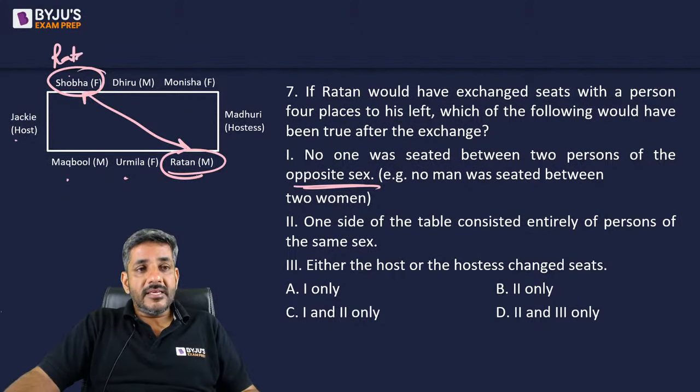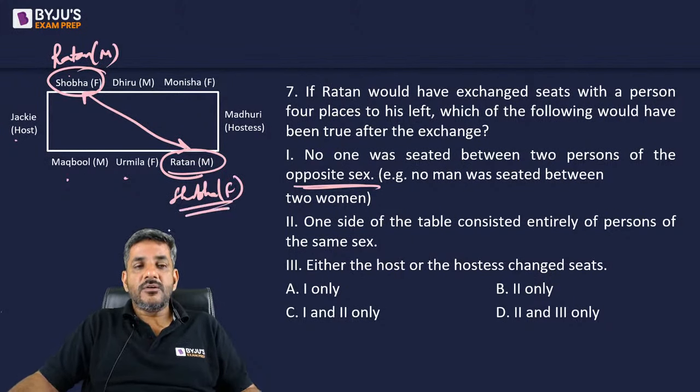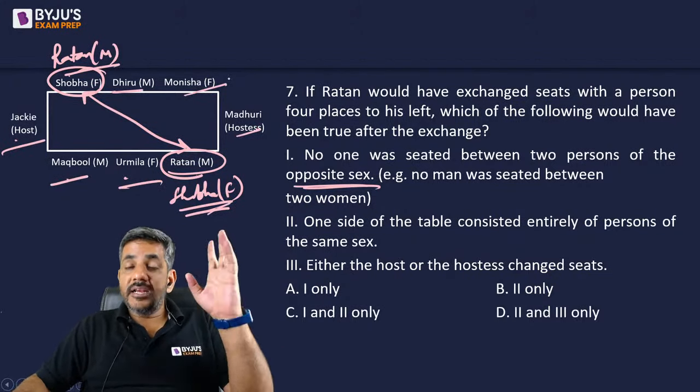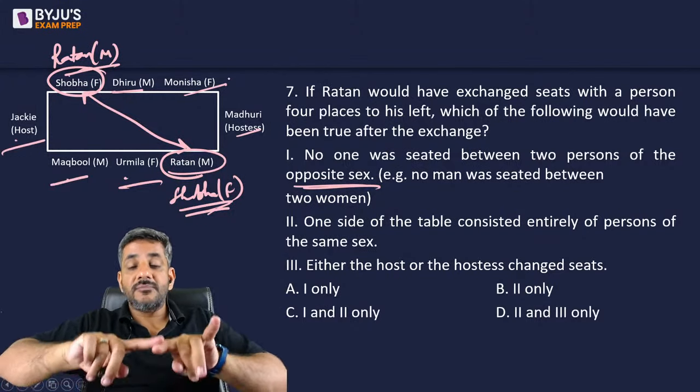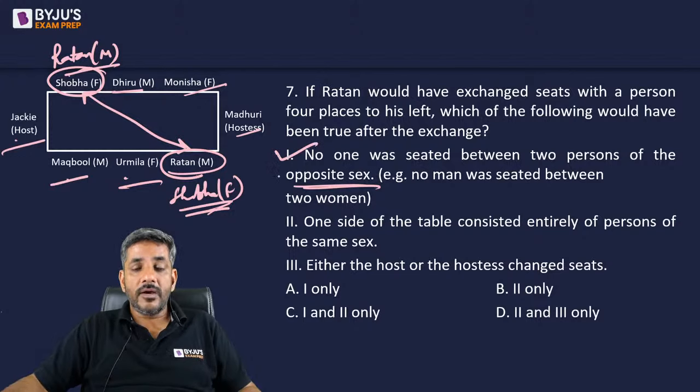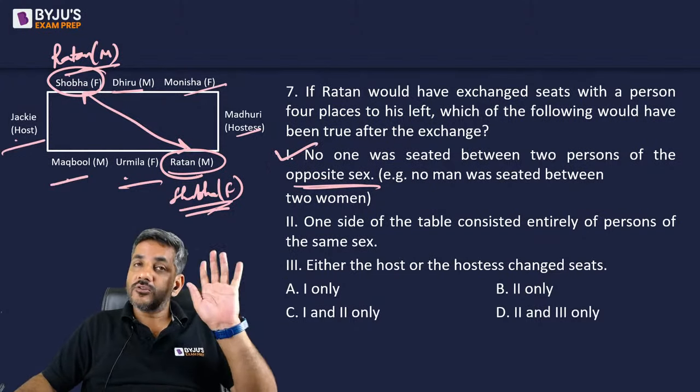Let's see. देखिए अगर रतन यहां आ जाता है और शोभा यहां आ जाती है, is there any person who is seated between two persons of opposite sex? All males are together now, all females are together, and definitely I do not see any person seated between two people of opposite sex. That's correct. So therefore statement 1 is correct. Statement 1 तो correct हो गई.